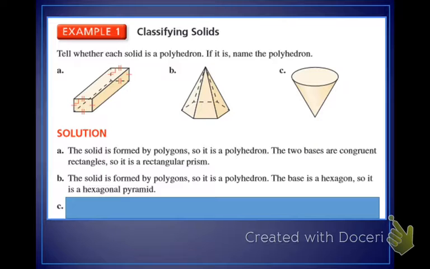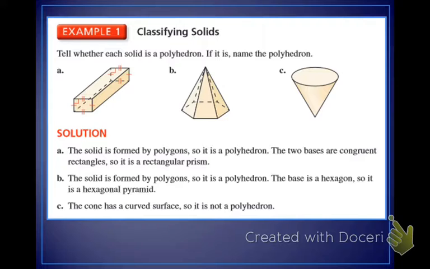Again, your book has really long, beautiful sentences. Well, you just need to say yes, hexagonal pyramid. Letter C. No, why is it not? Because it has curves like a circle. The cone has a curved surface, so it is not a polyhedron.